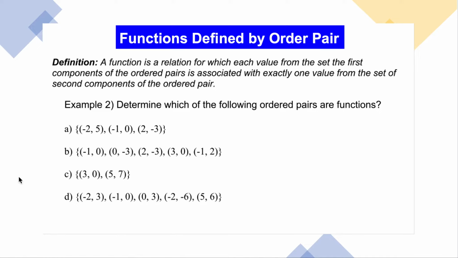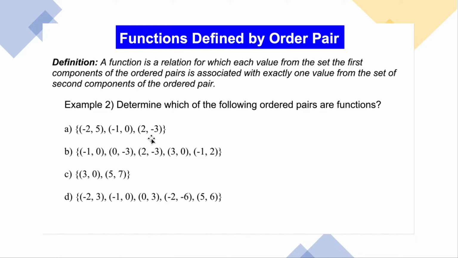Functions defined by ordered pairs. Definition: a function is a relation for which each value from the set of the first component, which means x, of the ordered pair is associated with exactly one value from the set of the second component, let's say this is y, of the ordered pair. So determine which of the following ordered pairs are functions. Looking at A here, A is (-2, 5), (-1, 0), (2, -3).